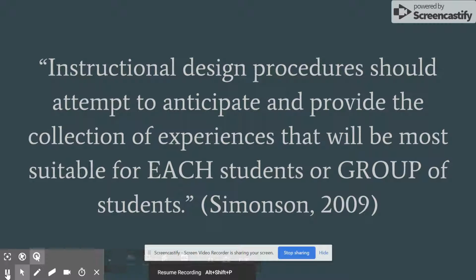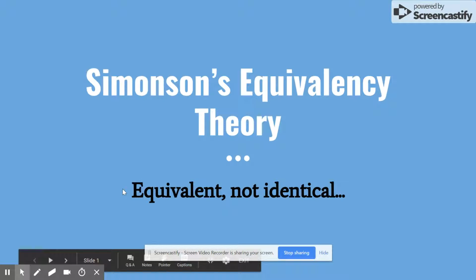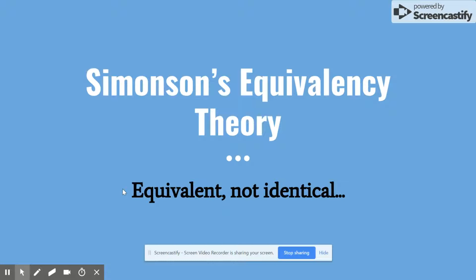This quote from Simonson says that instructional design procedures should attempt to anticipate and provide the collection of experiences that will be most suitable for each student or group of students. And so I think it is very important that we look at the students as a whole and try to implement it as best we can to accommodate groups of students, and understand that they learn differently.